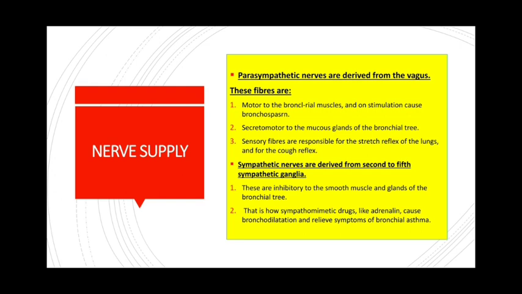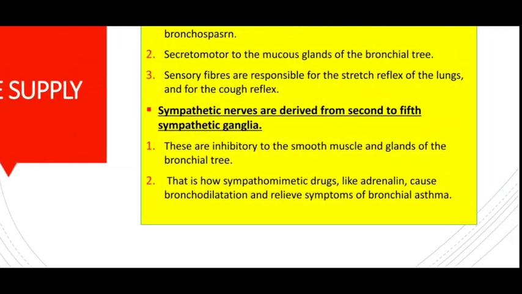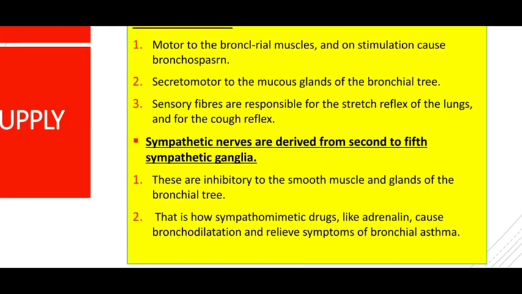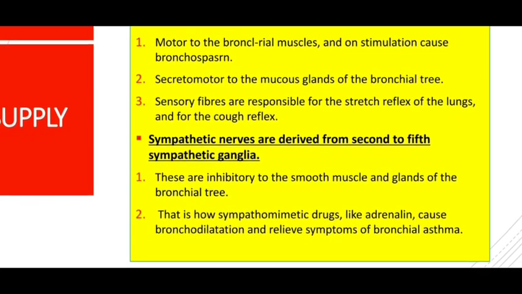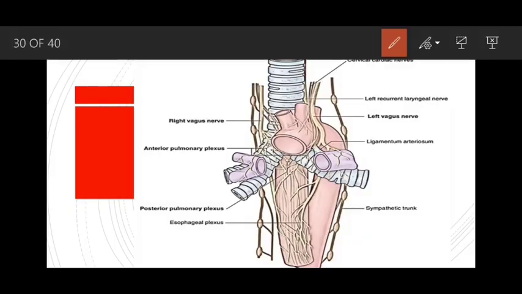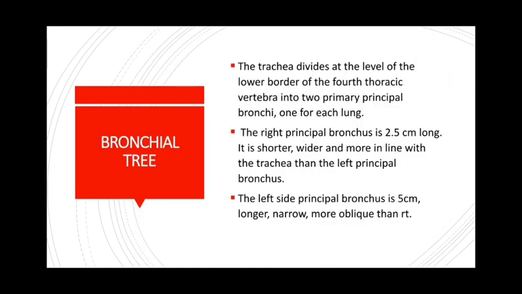Now the role of the sympathetic nerves, which are derived from the 2nd to 5th sympathetic ganglia: these are inhibitory to the smooth muscles and glands of the bronchial tree. So parasympathetic stimulates the muscles and glands, and sympathetic inhibits the muscles and glands. And we'll see it in the diagram. This is the right vagus nerve, anterior pulmonary plexus, left recurrent nerve, left vagus nerve, ligamentum arteriosum, sympathetic trunk, posterior pulmonary plexus and esophageal plexus. So these are the ganglia and nerve supply of the lungs, right?